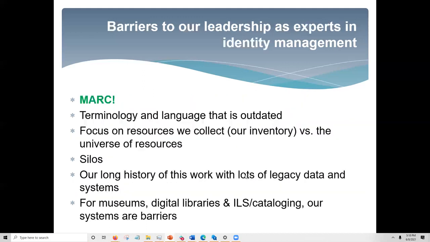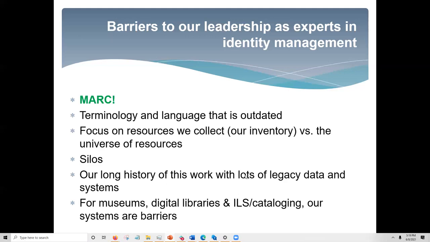And why are we not leaders in this? Well, for catalogers, MARC is one of our problems. Our terminology and language is outdated. We are starting to move forward on that, really looking at how we think about things. We have really focused on the resources we collect, our inventory, and this is an unacknowledged part of cataloging work: so much of it, especially our policies in terms of how our work happens, is driven by inventory. It's all about the resources we collect, and not really about that universe of resources.